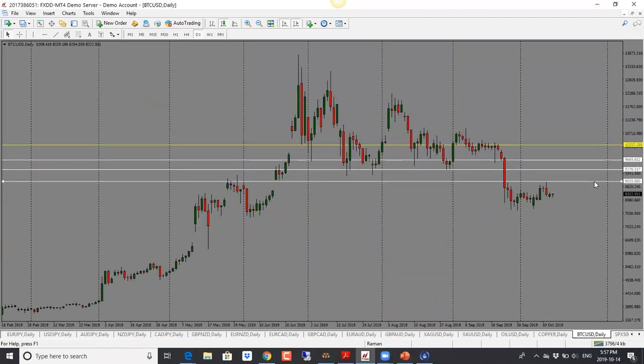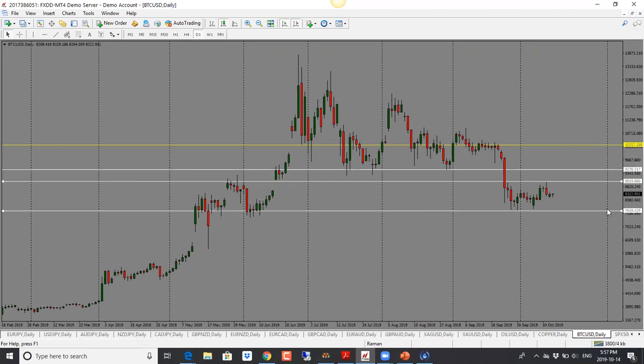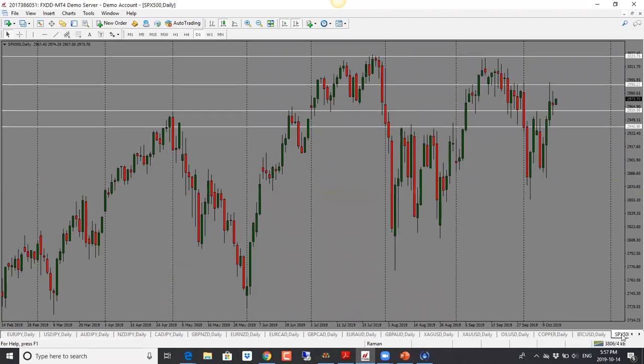Bitcoin still looking range bound here. It went to 8,800, but has dropped from there. At this point, bias is neutral. We're likely to go towards 77.40 here. So neutral bias for Bitcoin.